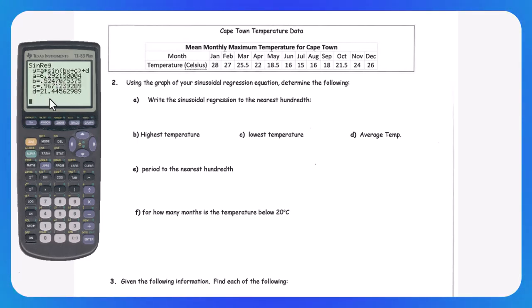This is our sinusoidal regression on this, and we're going to round things to the nearest hundredth. None of these are whole numbers, so we're going to say 6.29, 0.52. This one's a positive 0.96, and this has to be rounded to 0.97 and 21.45. So let's write that down.